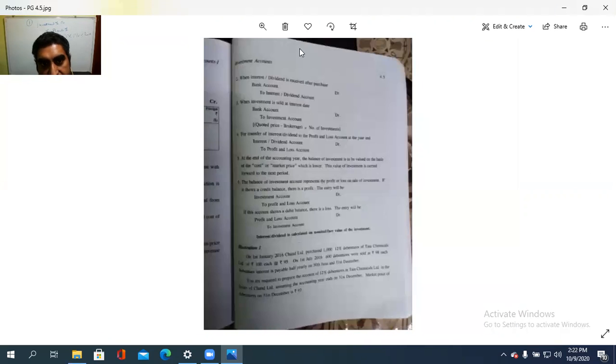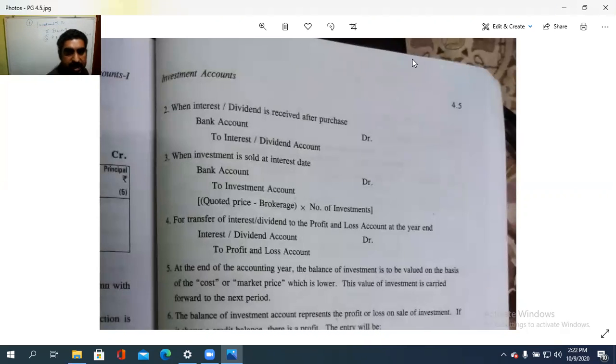Then second is when the interest or dividend is received after purchase. ഇൻട്രസ്റ്റ് അല്ലെങ്കിൽ ഡിവിഡൻഡ് ഈ പർച്ചേസ് ചെയ്യുന്നതിന് ശേഷം കിട്ടുകയാണെങ്കിൽ എങ്ങോട്ടായിരിക്കും അതിന്റെ ട്രാൻസാക്ഷൻ? ബാങ്കിലോട്ട്. സോ ബാങ്ക് അക്കൗണ്ട് ഡെറ്റർ, ഇത് പർച്ചേസ് ചെയ്യുന്ന കേസിൽ, ഓക്കെ, ഇതിന്റെ ഇൻട്രസ്റ്റ് അല്ലെ ഡിവിഡൻഡ് നമുക്ക് കിട്ടുകയാണെങ്കിൽ ബാങ്ക് അക്കൗണ്ട് ഡെറ്റർ ടു ഇൻട്രസ്റ്റ് ഓർ ഡിവിഡൻഡ് റിസീവ്ഡ് ഓർ ഡിവിഡൻഡ് അക്കൗണ്ട്. സെക്കൻഡ് കേസ് ഈസ് വാട്ട്? ഇൻട്രസ്റ്റ് ഓർ ഡിവിഡൻഡ് ഈസ് റിസീവ്ഡ് ആഫ്റ്റർ ദ പർച്ചേസ്.